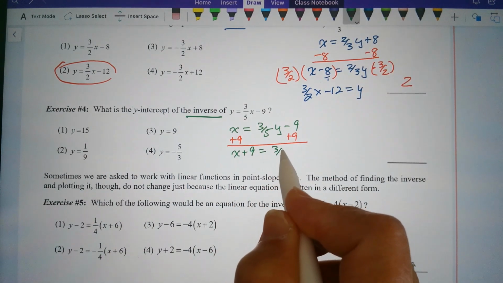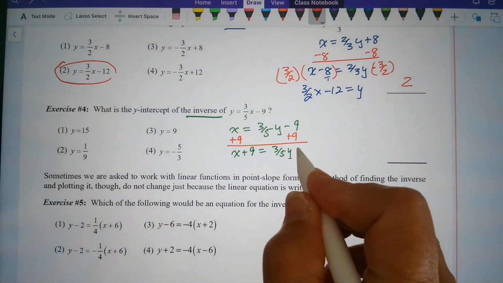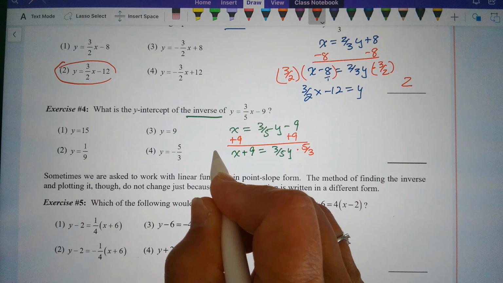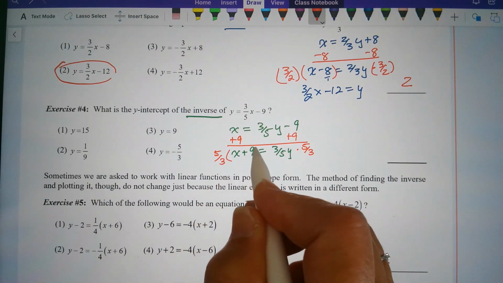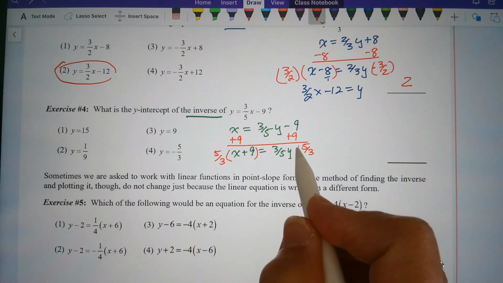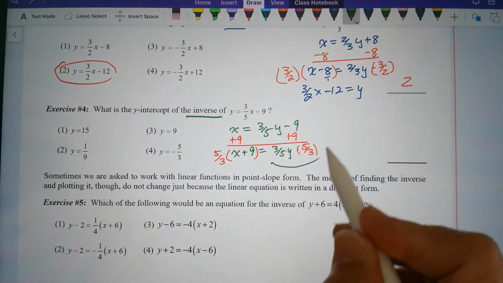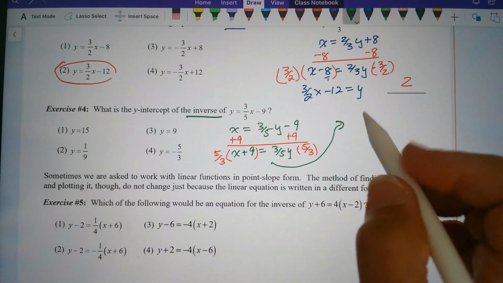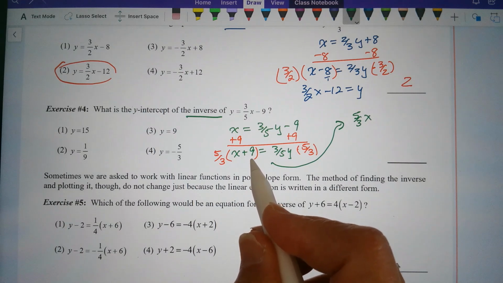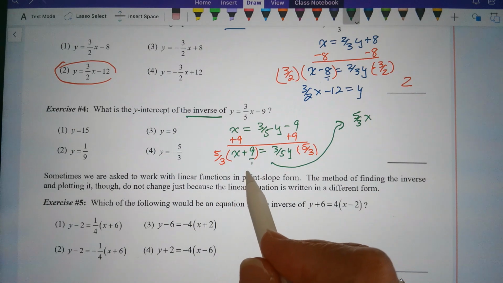Plus 9 equals 3/5 y, and multiply by the reciprocal, timesing by 5/3. Put that in parentheses on the left-hand side because each term there has to be multiplied by 5/3. Okay, and let's see over here. So we have 5/3 times x, 5/3 x. 5/3 times positive 9. 5 times 9 is 45. 3 times 1 is 3. 45 divided by 3.